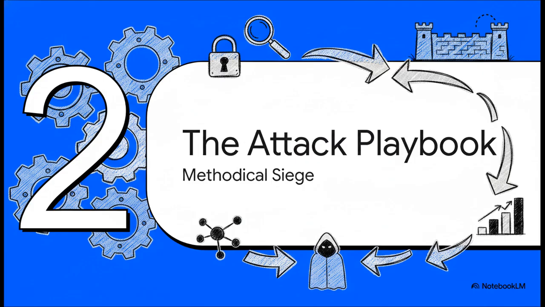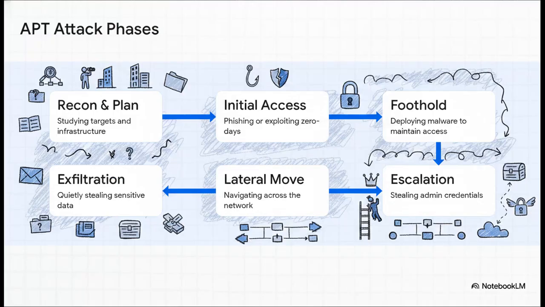Moving on to part two, the APT attack playbook. These guys don't just randomly bash down the digital door. They follow a highly methodical playbook. According to Microsoft Security, APT campaigns unfold in these very coordinated phases. First up is reconnaissance and planning. They're actually studying your vendors, your personnel, and your weak points before they ever make a move.